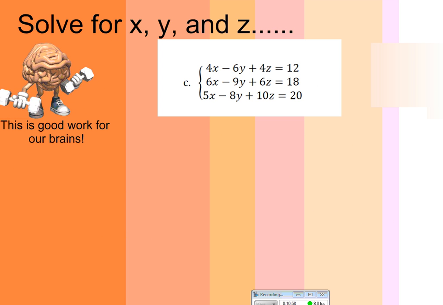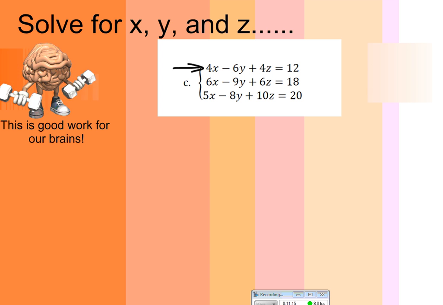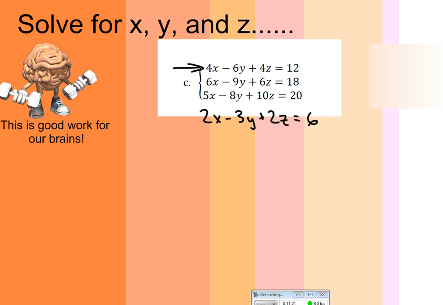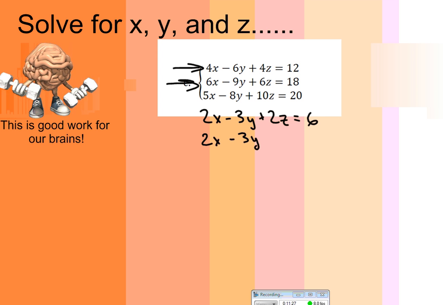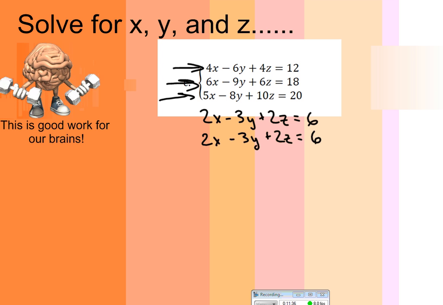So this one's going to be a tough one. So let's take this apart piece by piece. Nothing jumps out at me right away, except that all of them can be divided by something. So let's see if I can simplify some life here. This one, everything can be divided by 2. So let's rewrite that as 2x minus 3y plus 2z equals 6. This one, everything can be divided by 3. So that'll be 2x minus 3y plus 2z equals 6.